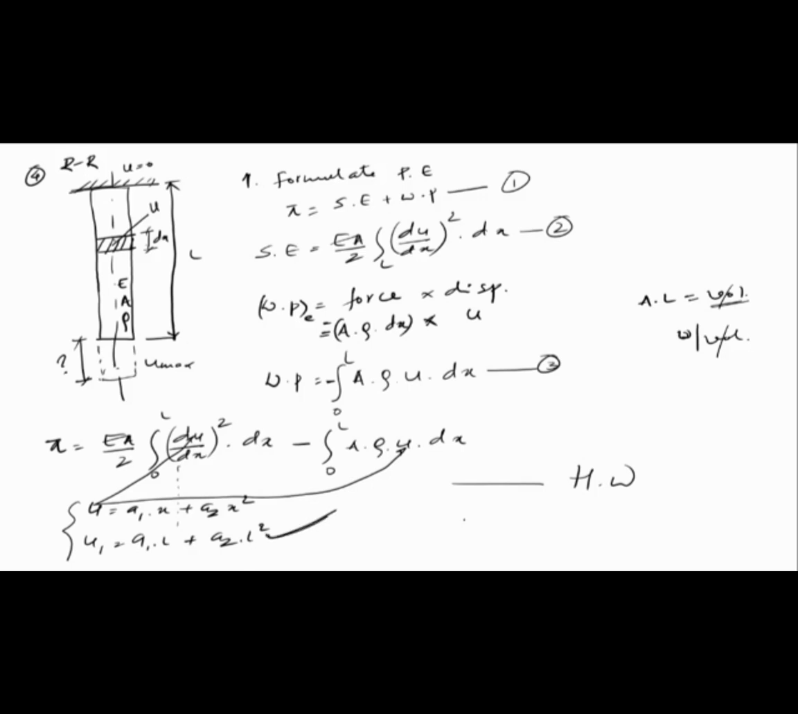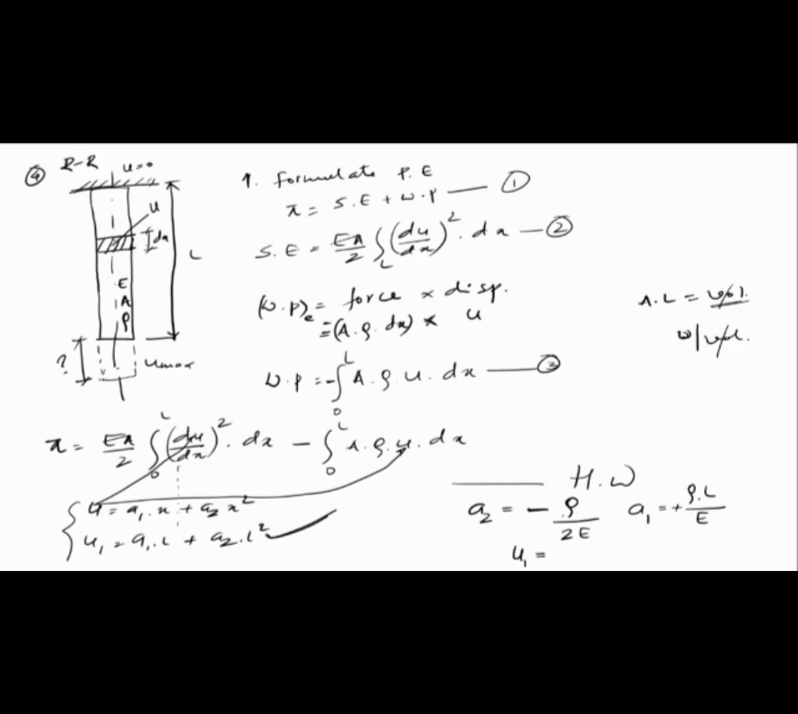When you solve, to check whether you obtained it correctly or not, I'll give the values of a2 and a1 as well as the final extension. The value of a2 is minus rho divided by 2E. The value of a1 is rho into L divided by E. This is positive, this is negative. So these are the values of a2 and a1. Please note down.